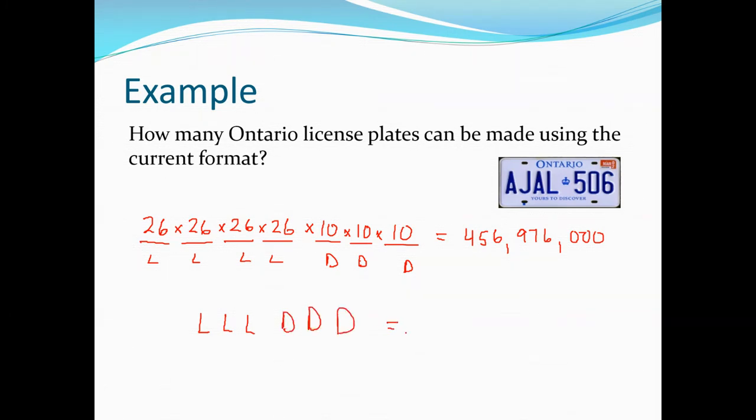If you just do letter, letter, letter, digit, digit, digit, it'd be the same calculation, just without one of those 26s. So you can try that too. You can see we'd have 17,576,000 if you try that out.